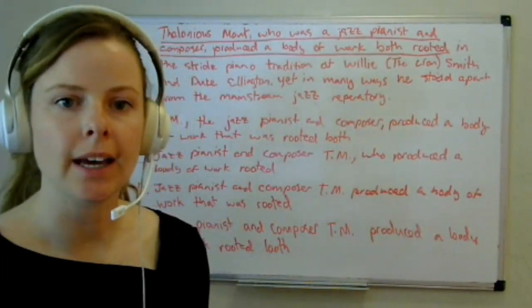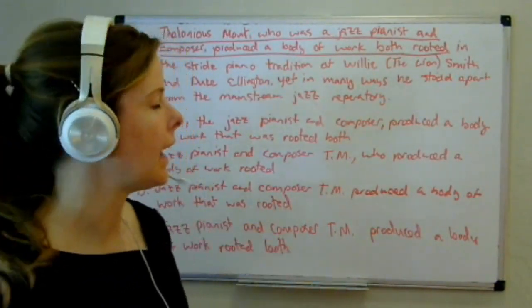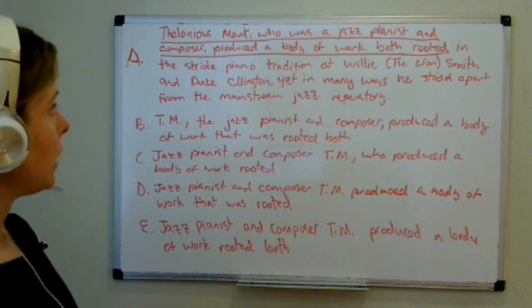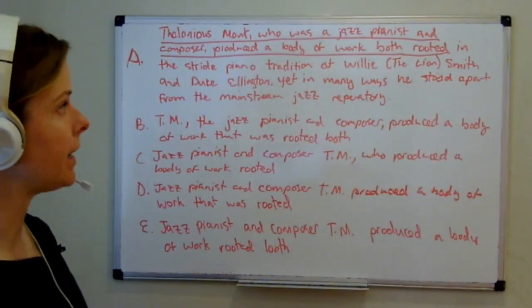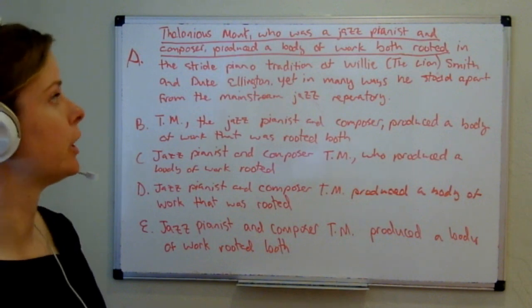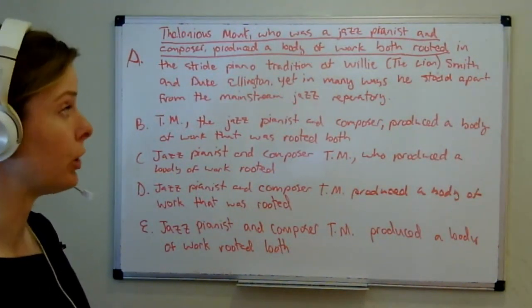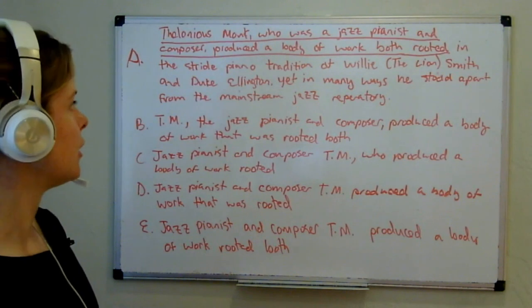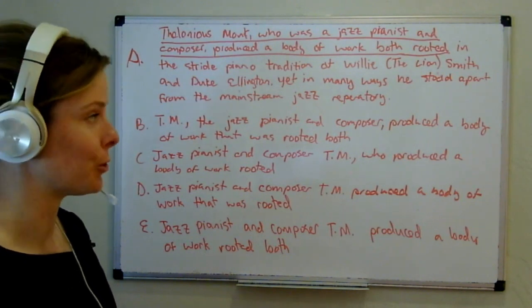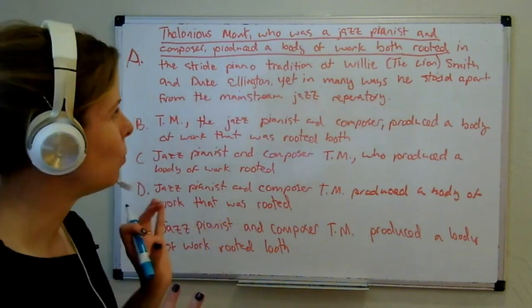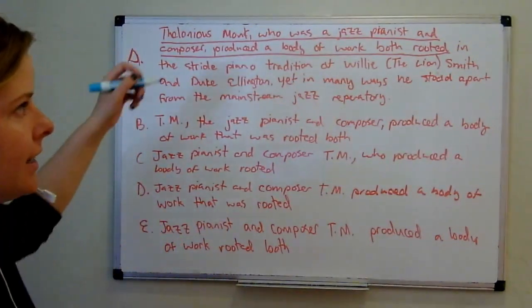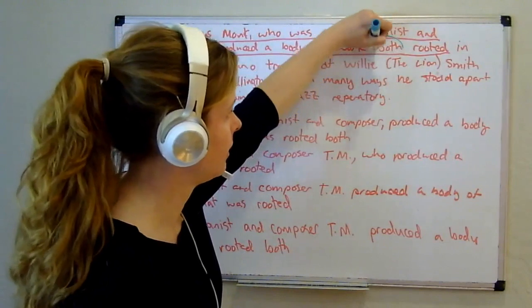All right, let's go ahead and go through it. Reading A as a whole, we have Thelonius Monk, who was a jazz pianist and composer, produced a body of work both rooted in the stride piano tradition of Willie the Lion Smith and Duke Ellington, yet in many ways he stood apart from the mainstream jazz repertory. Whew, long sentence again.